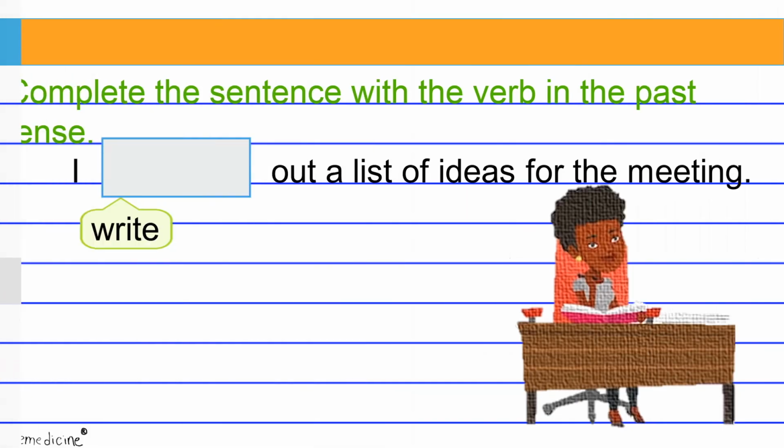All right, back to the original question, and now for the solution. Wrote is the simple past tense verb form of write. This is an irregular verb form, so you'll have to commit it to memory.